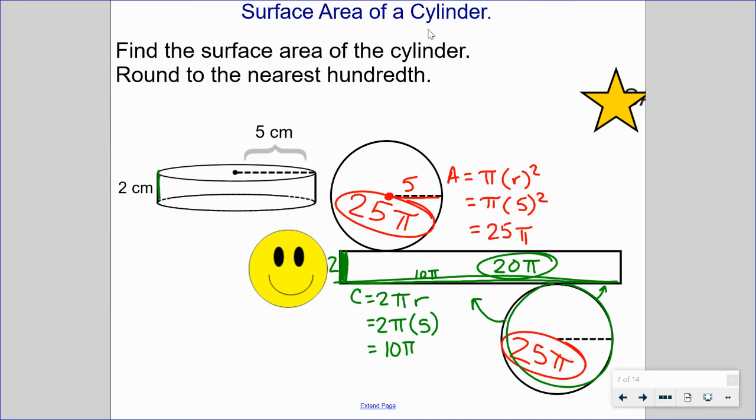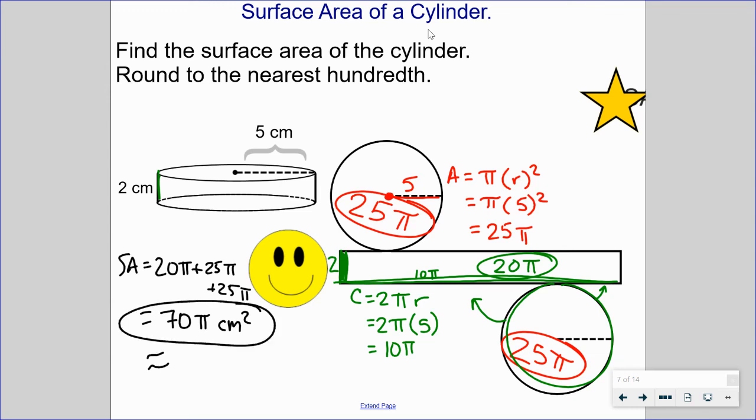Now to find the total surface area, we're going to add up 20 pi units along with 25 pi, and you know what? Another 25 pi. And therefore, the exact area will be 70 times pi square centimeters. If you went ahead and calculated that out, about 291.91 square centimeters.